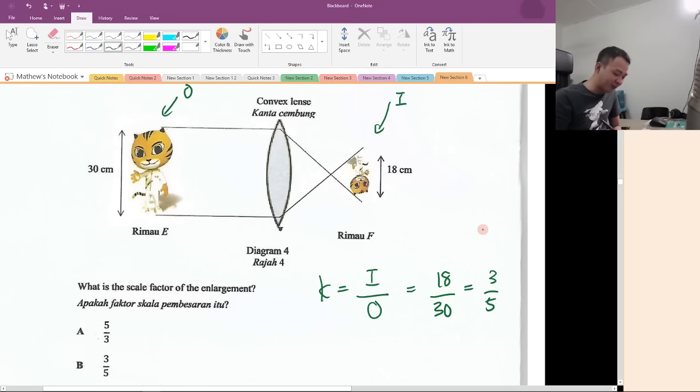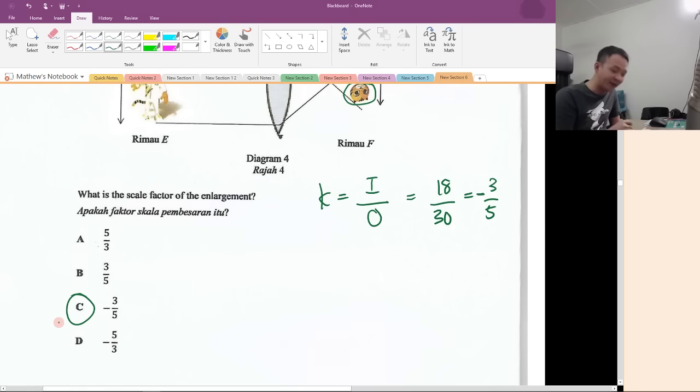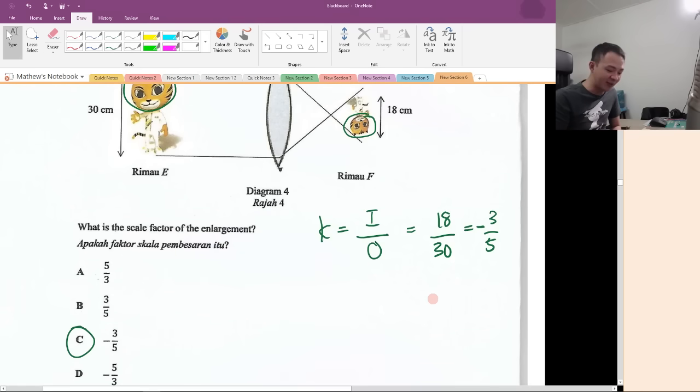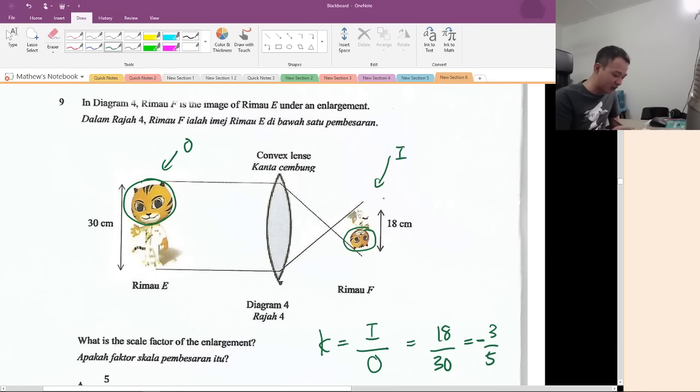This is the scale factor, but over here you see the tiger head is on top. This one, the tiger head is at the bottom, right? So you should add a negative for it. So it should be negative 3 over 5. We always write the length of the image over the length of the object.